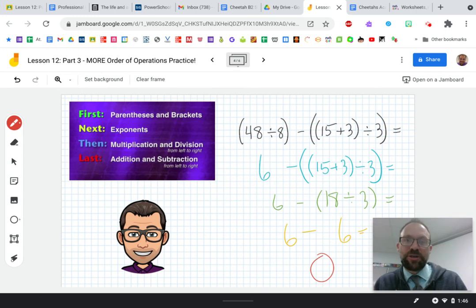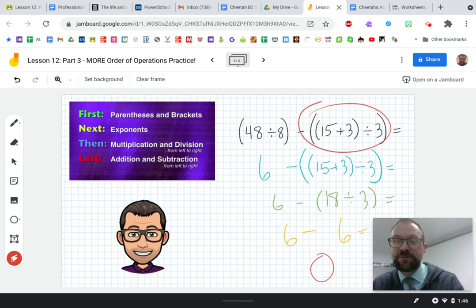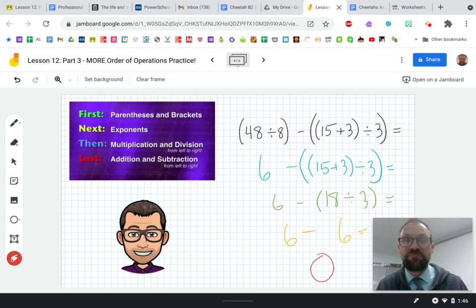So I want you to notice that when we do use parentheses, we start with the innermost set first and then work our way out. If we have more than one set of parentheses, it doesn't matter which ones we start with. You can do them in any order, right?